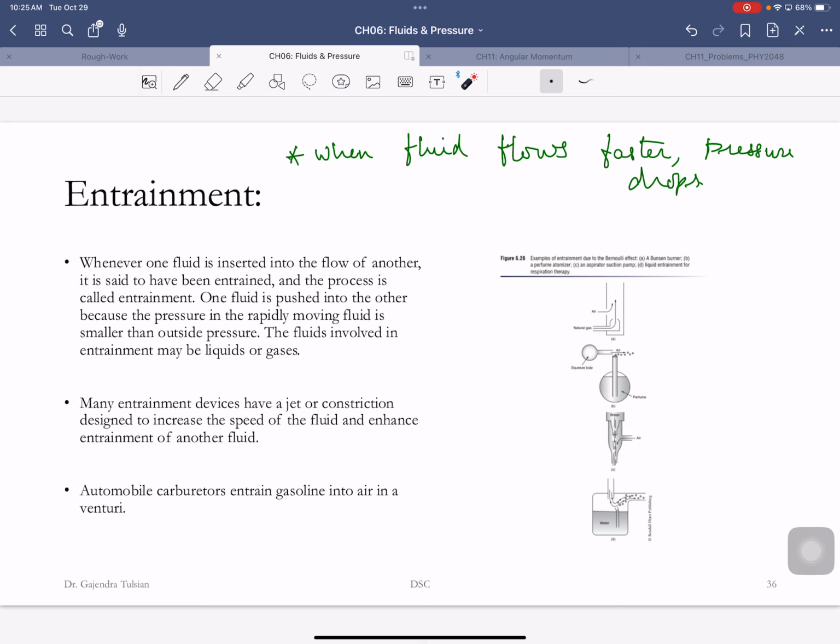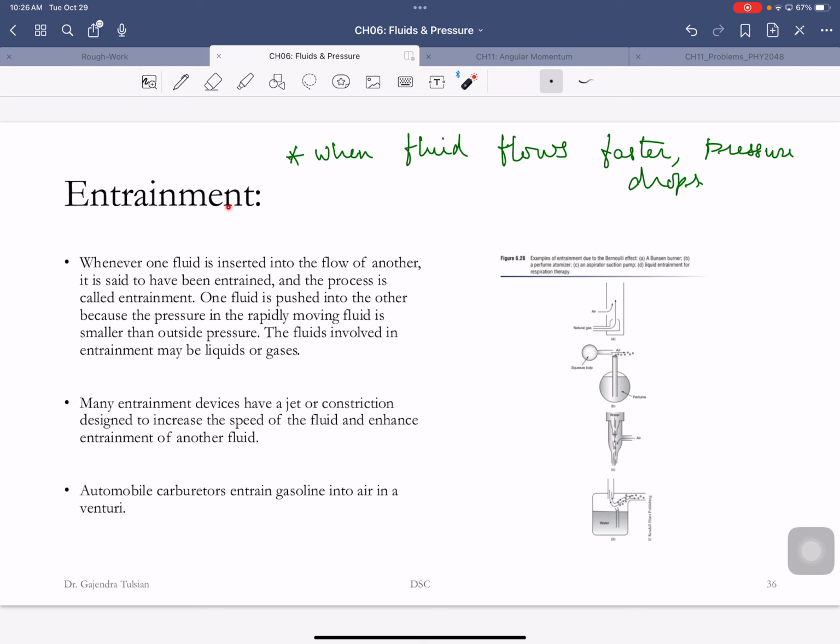Here's another case of entrainment. You blow air, and water is getting caught here. Maybe you can make a humidifier work that way, to humidify the air. Automobile carburetors entrain gasoline into the air in a venturi tube.